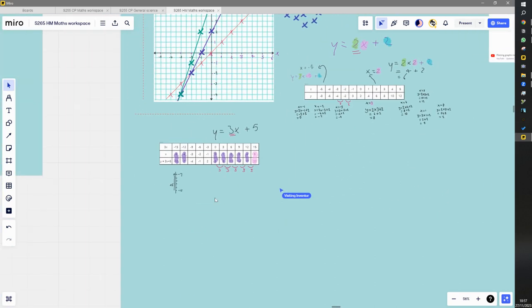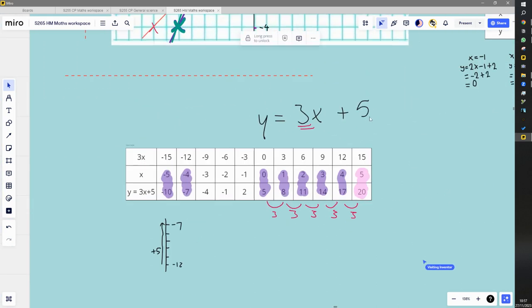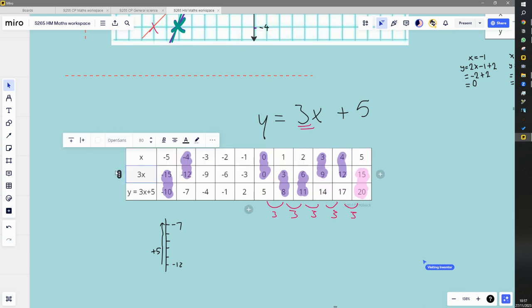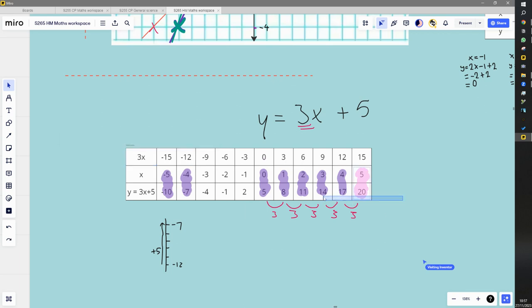And then we had this one down here, y is equal to 3x plus 5. And this one, we did a different method. I actually did it this way around first. That's a bit confusing, isn't it? Let me just get rid of the highlighting for the moment. I won't bother talking about the highlighting. Let's move this down here.